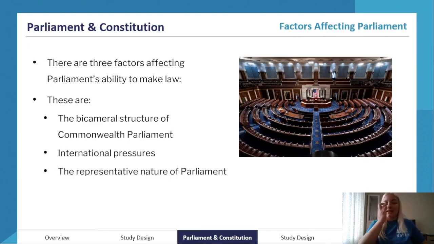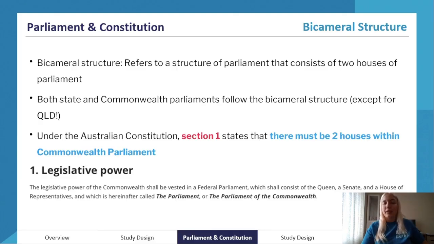Okay, great. So unfortunately, more factors. We looked at factors in the Constitution that limit Parliament in lawmaking. Now we'll look at the factors that affect Parliament in their ability to make law. So the bicameral structure of Commonwealth Parliament, international pressures, and the representative nature of Parliament are the three that we need to know.